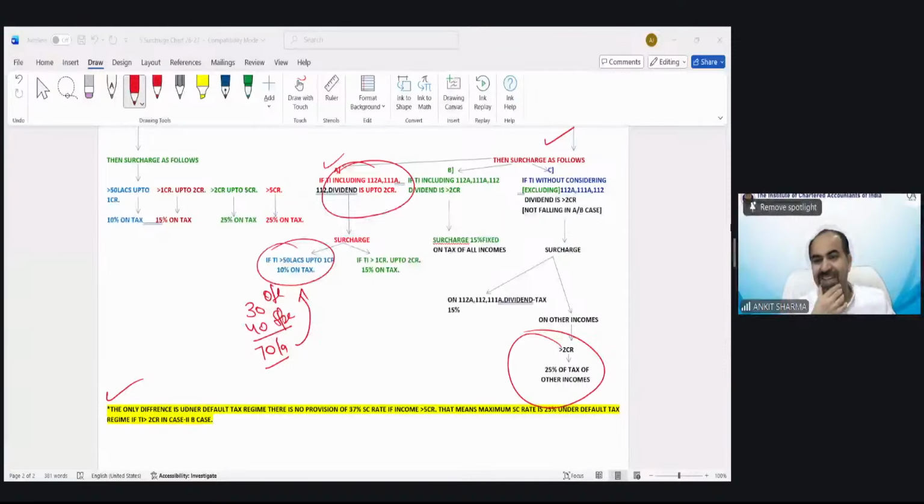Archana is saying the same percentage of tax applies in both the cases, but in special income, tax has been categorized. Yes, due to the special category of income, we have to categorize it like this. So in the sixth case under DTR, yes, exactly, the rate would remain 25% of surcharge.